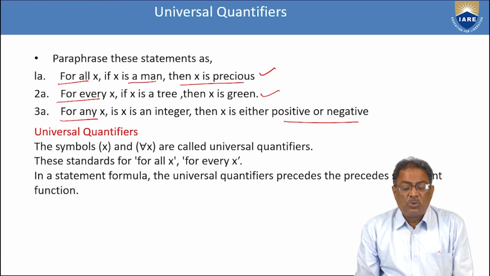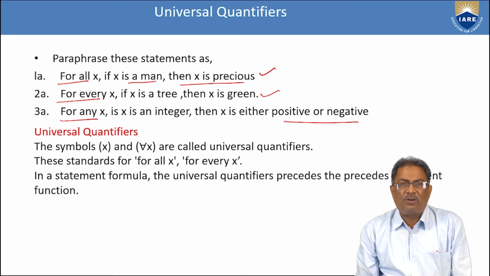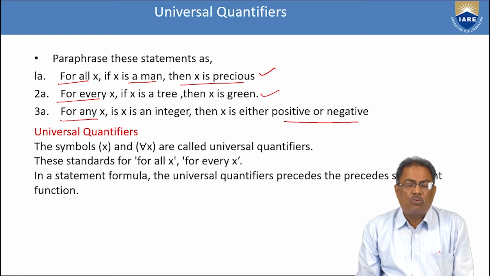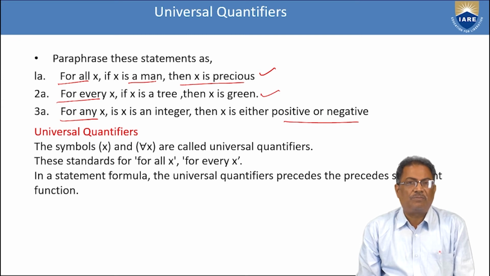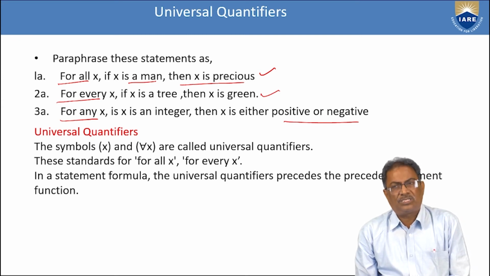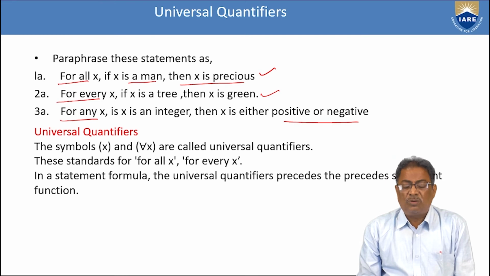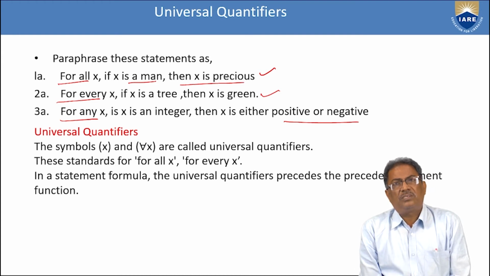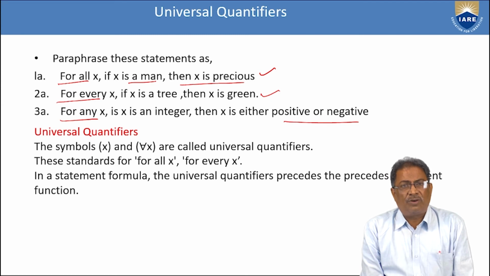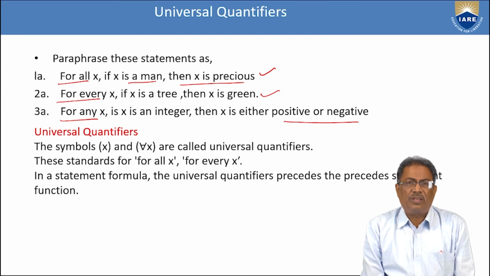So here, the quantifier means we are going to measure the statement. Whatever the statement is, it is going to be true for all values of the variable, or it is going to be true only for some values of the variable, or at least one. So this is known as a quantifier. We are going to measure for what type of variables it is true. For all variables it is true, or for at least one variable it is true, or some variable is true.